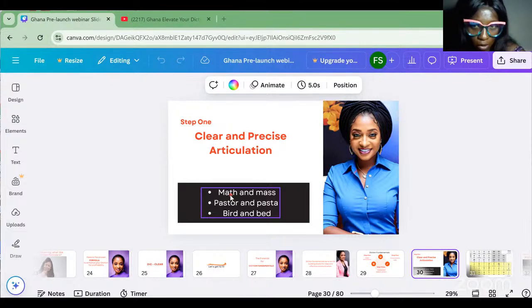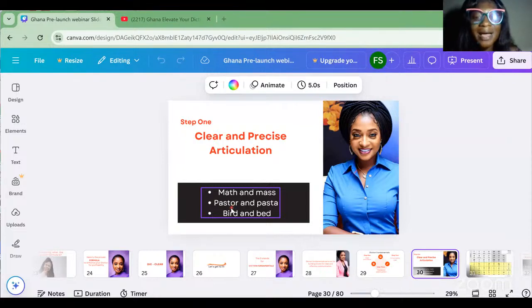That is wrong. Another is Mars. The letter A in this word makes a long sound. Mars. An average person will say mass. In fact, an average person will pronounce these two words the same way. Mass, mass. No. The first is math. The second is Mars. Now, the next two words we have, the first is pastor.